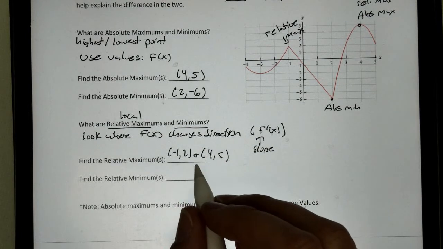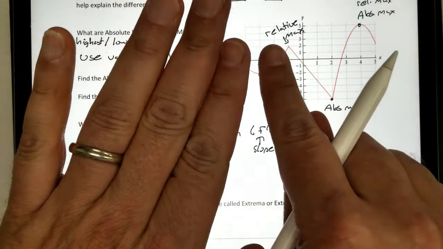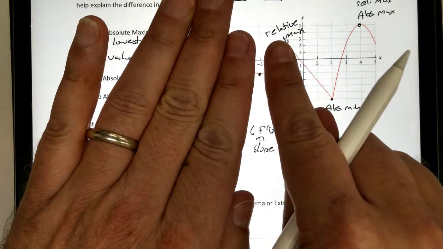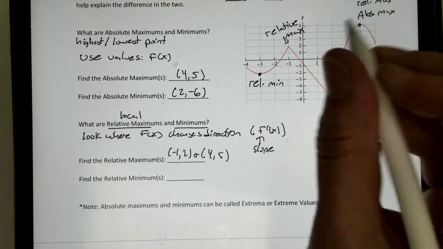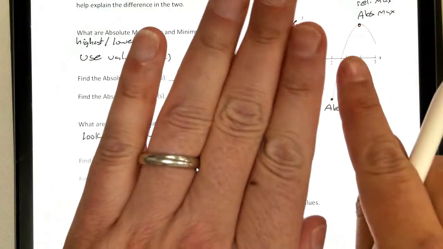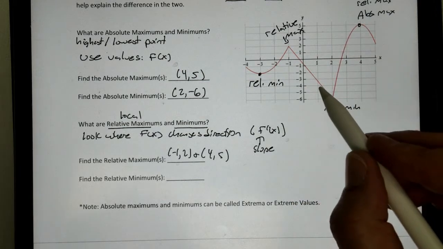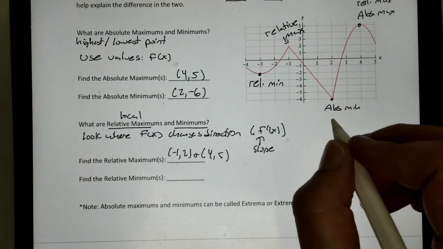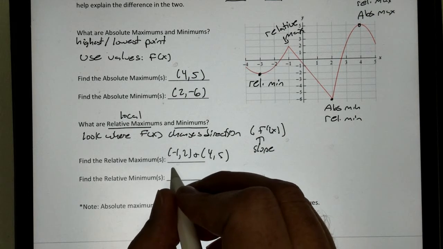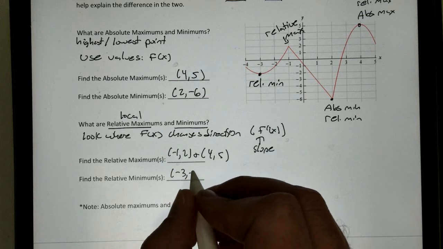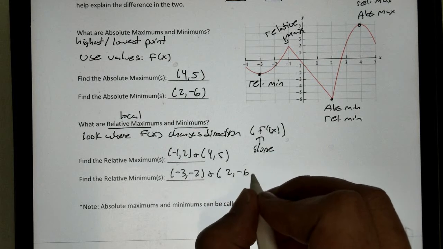So what about the relative minimums? Well, over here, you might guess that in the local area, this is a local minimum. It's a smaller area in a certain region. So we can say that this is a relative minimum. But don't forget, even locally, I'm changing direction over here as well. At my absolute min, I'm going down and then I'm going up. So this is also a relative minimum. So we have relative minimums at -3, -2, and the point 2, -6.